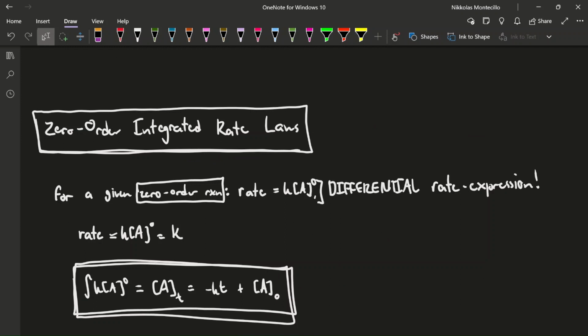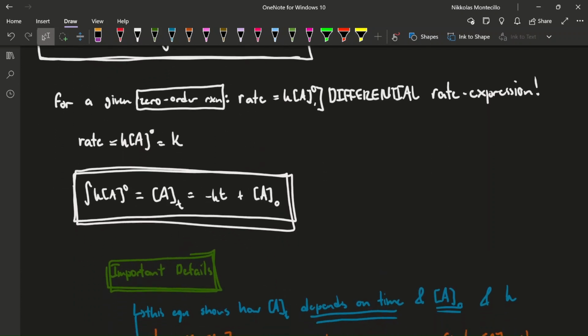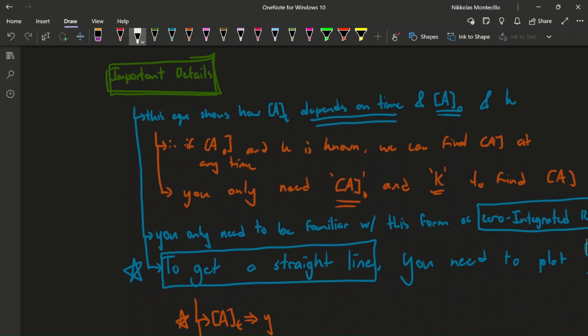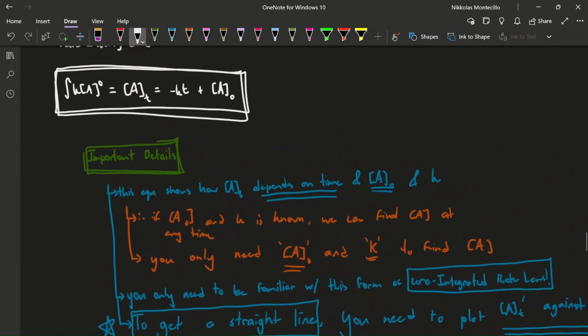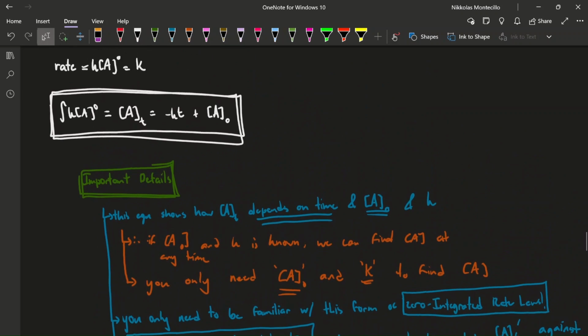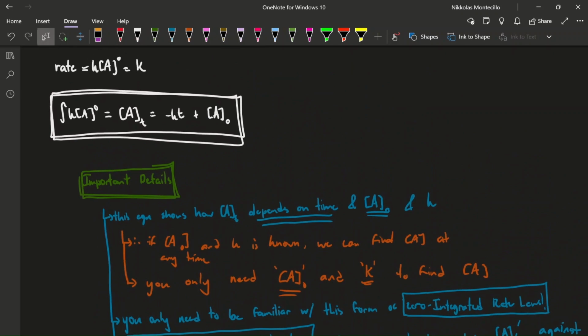For a given zero-order reaction where rate equals K times the concentration with reaction order 0, we see that the rate is equal to K, right, for a differential rate expression. If we integrate this function, we'll get this function here, where the concentration of A at any given time t equals negative KT plus the initial concentration. So this equation shows how the concentration of A for any given time t depends on time and the initial concentration and K.